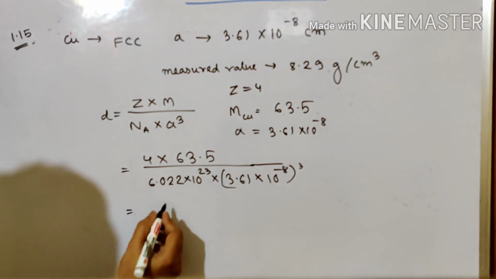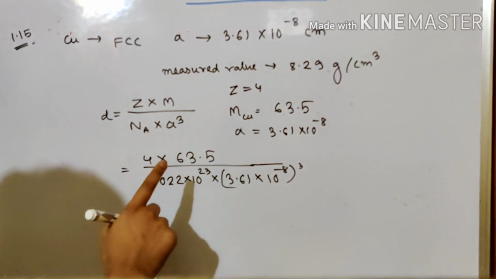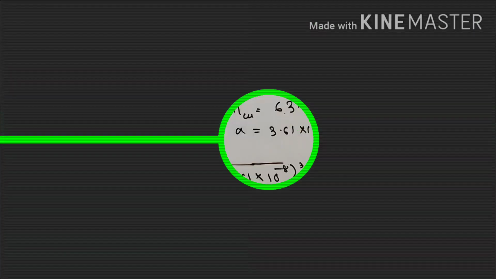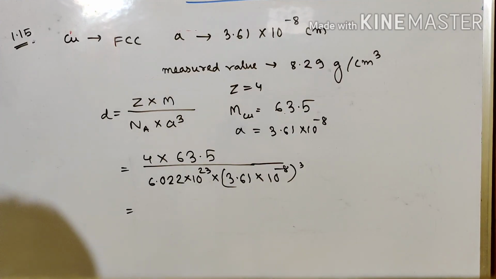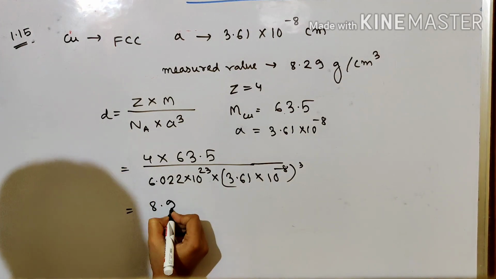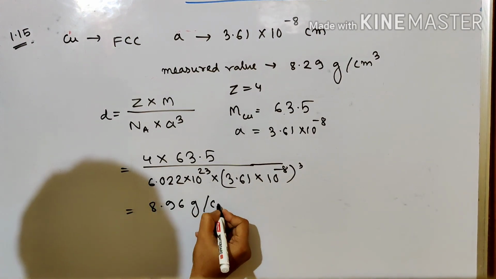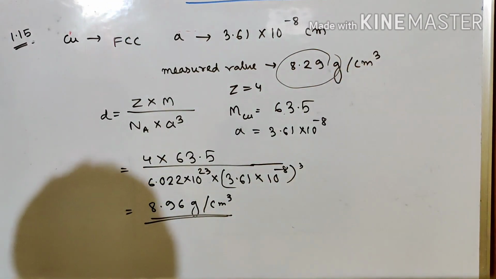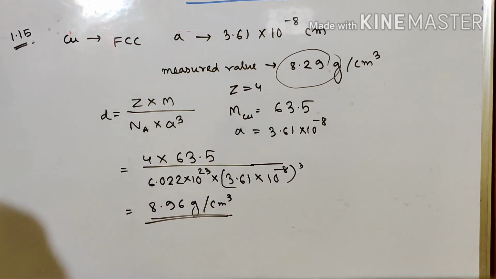Now let us calculate this value. You pause this video here and calculate it. After calculation, we are getting it as 8.96 gram per centimeter cube. You see this value, it is very close to the measured one. So we can say almost it is in agreement with the measured value.